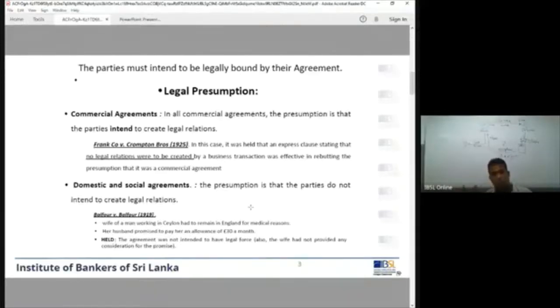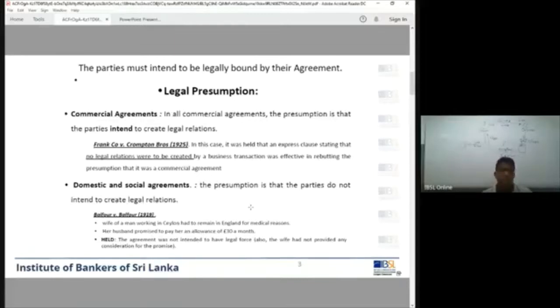So now there is an offer, there is an acceptance, there was an agreement between husband and wife. The husband breached the contract or agreement. Then the wife filed an action against the husband. So what was the decision of the court?